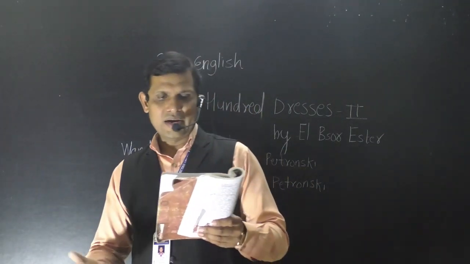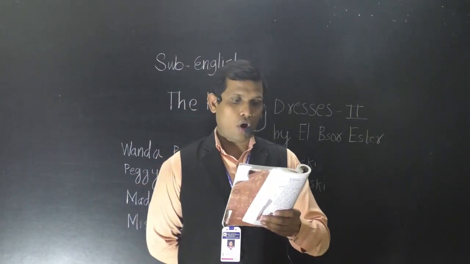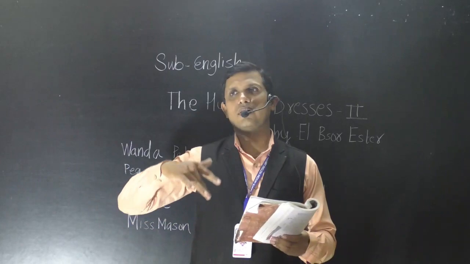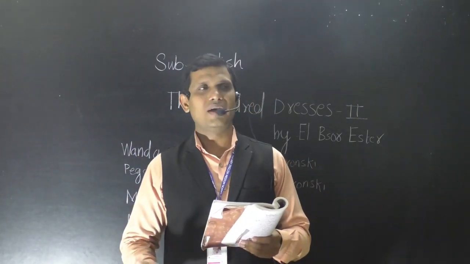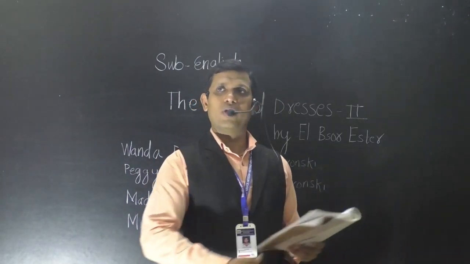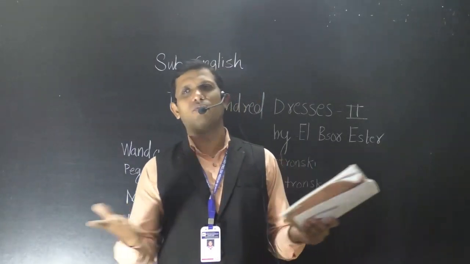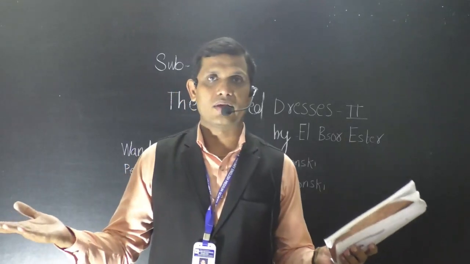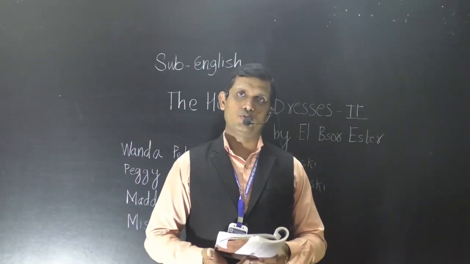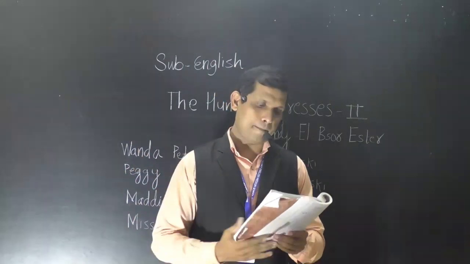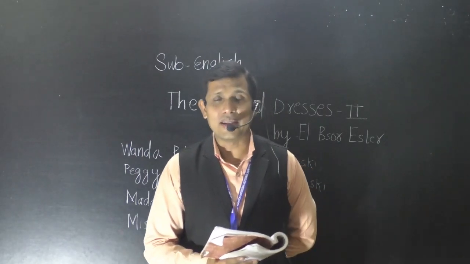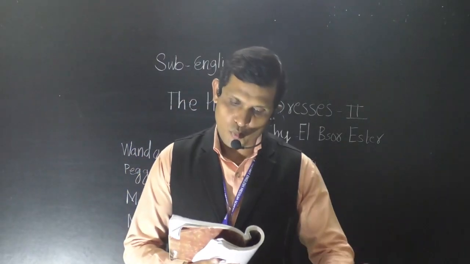"Well, at least," said Peggy roughly, "I never did call her foreigner or make fun of her name." Now Peggy is trying to give an excuse that she hasn't done anything wrong. She never said you are a foreigner or your name is funny. Only what she used to ask was, how many dresses do you have? So that was the fun she had made of her. She is trying to justify that she hadn't done anything wrong to Vanda.